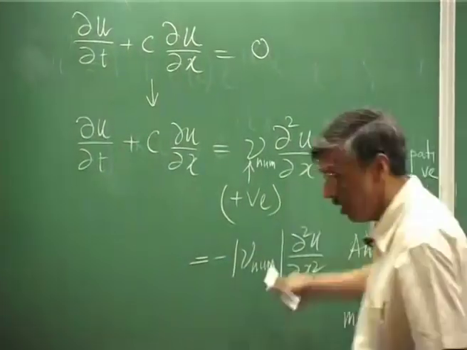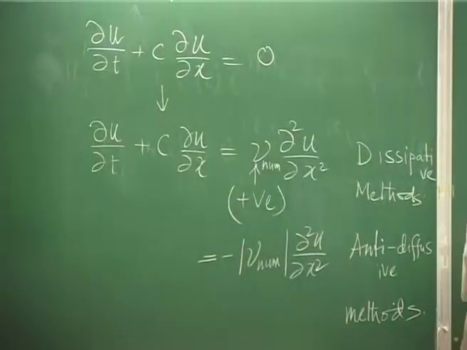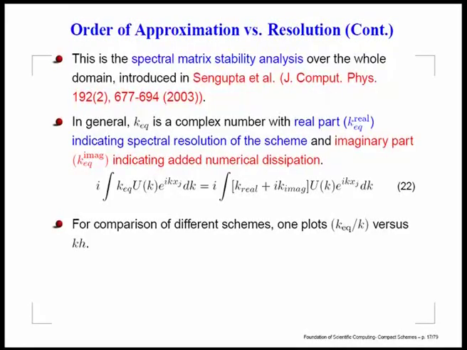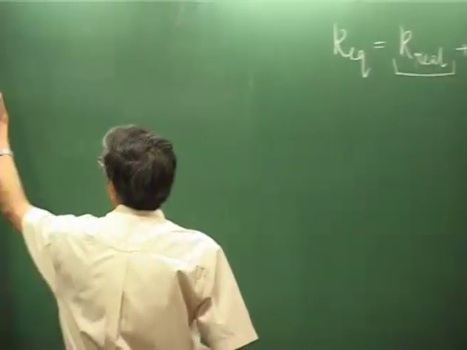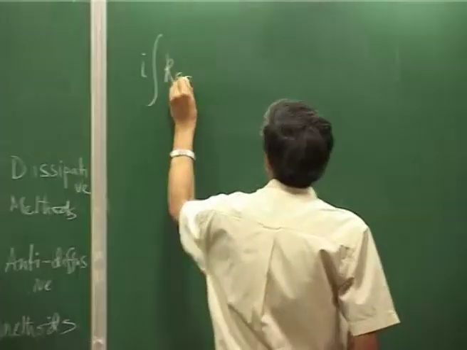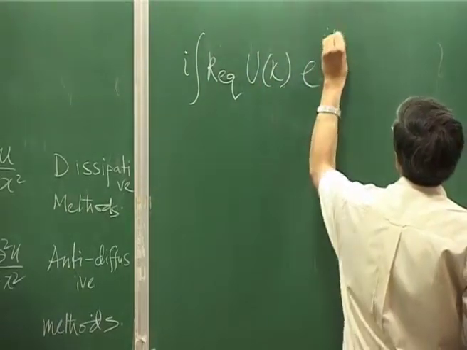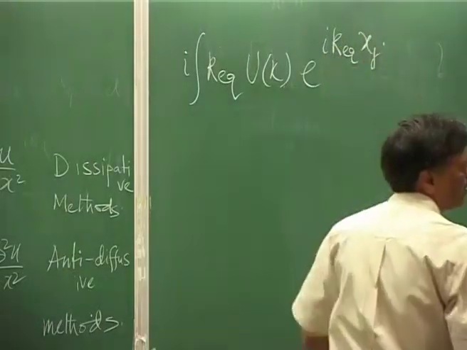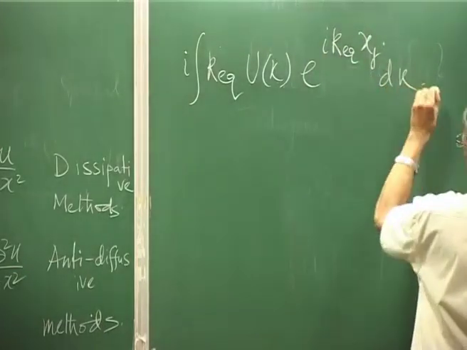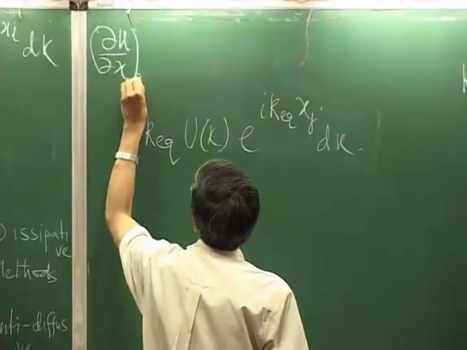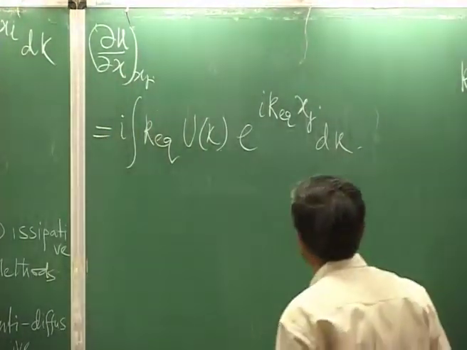Okay. So if I now go back and look at the methodologies we are talking about here, look at equation 22. Now if I have K equivalent like this, then what am I getting? K equivalent U of K, then e to the power I K equivalent x of j dk. This is, let's say, we are finding out del u del x at xj location. That is what we are finding out.